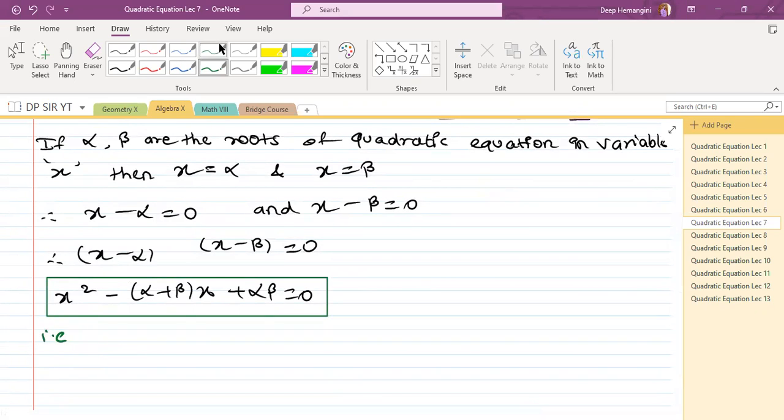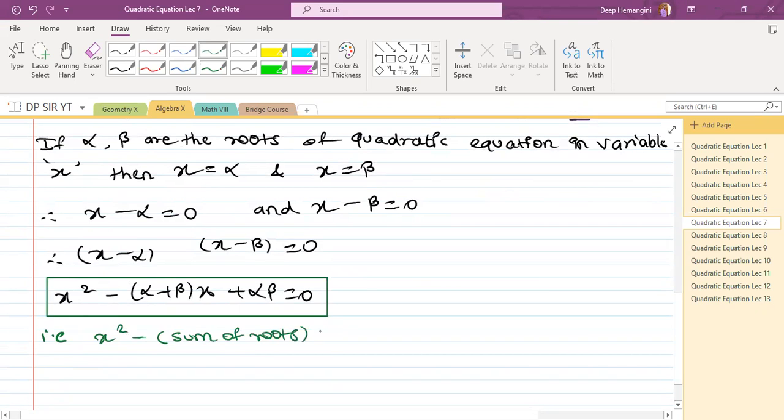That is x square minus sum of the roots, alpha plus beta, is nothing but minus sum of roots into x plus product of roots is equal to 0. So using this we can find the formula.